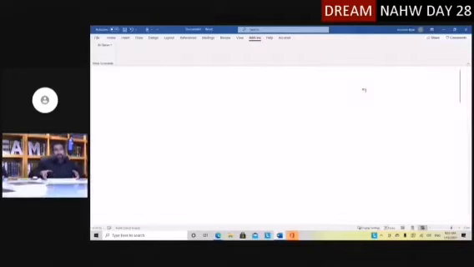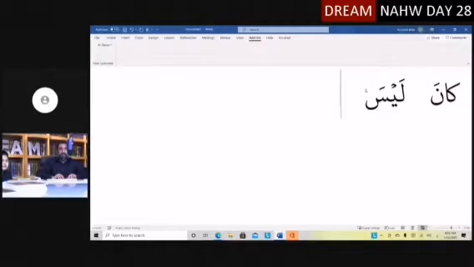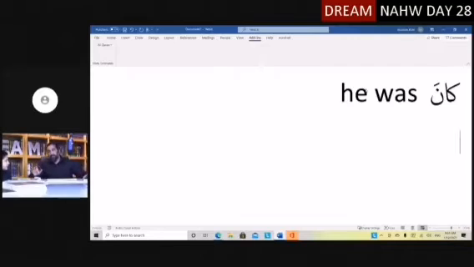Okay. So now today's new lesson. Say these words for me. Kana. Laysa. Let's just start with Kana. Now, this is a new world of Jumla Ismiya. Let me introduce you to these two words. Kana means he was. We don't care about the present tense right now. We just care about the past tense. Kana is he was.